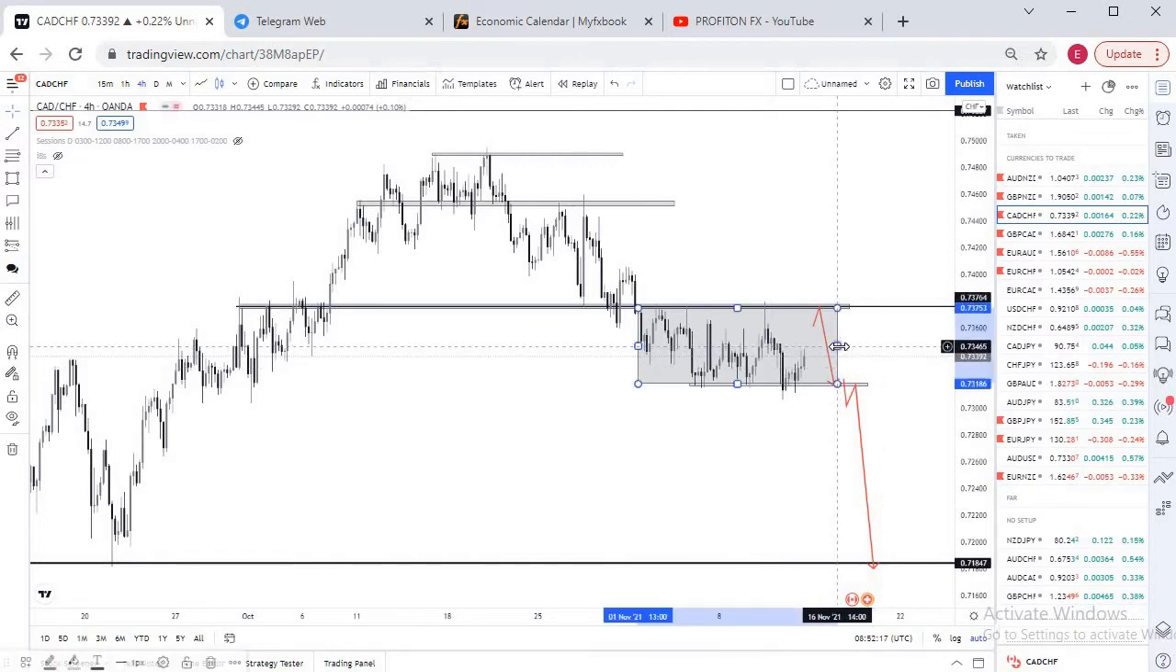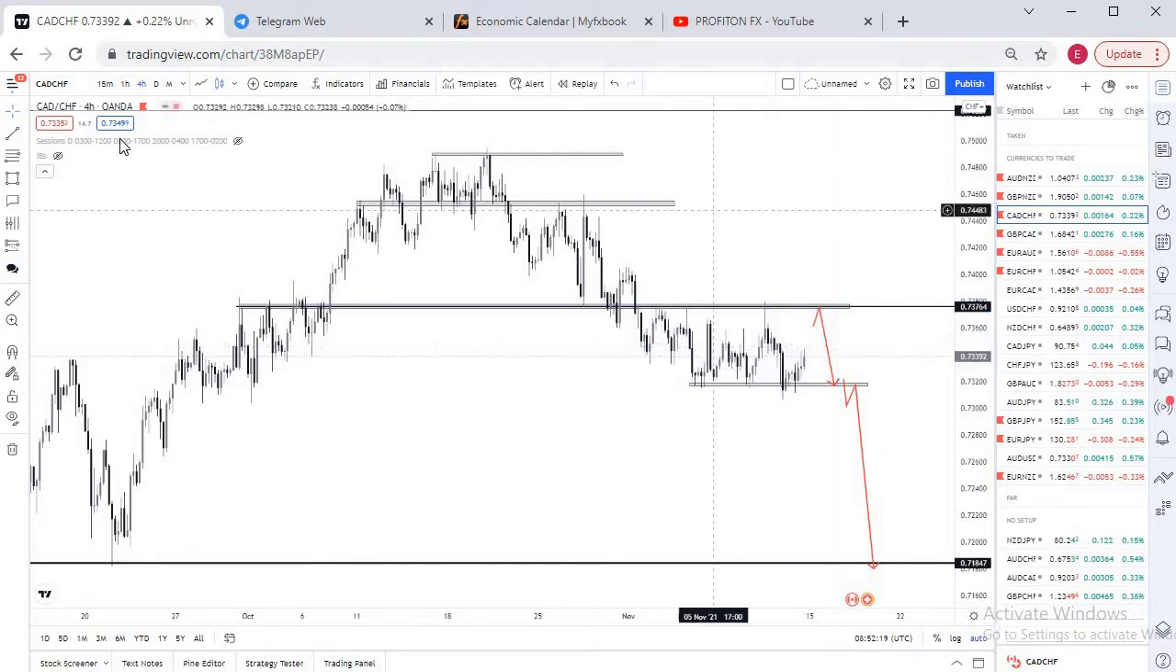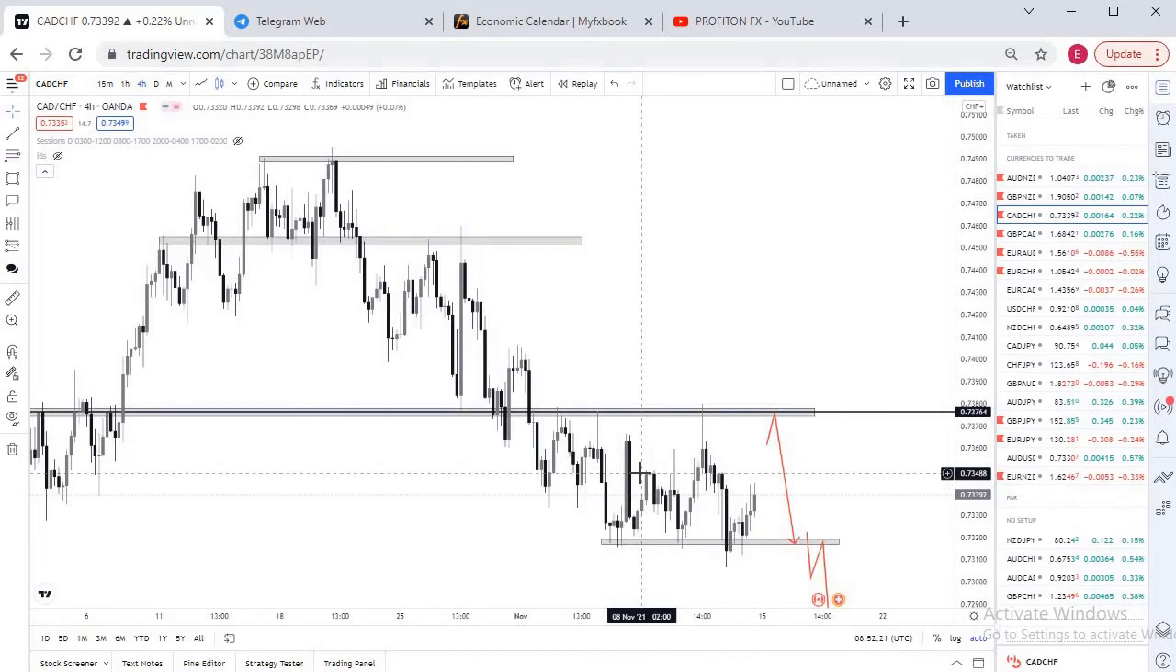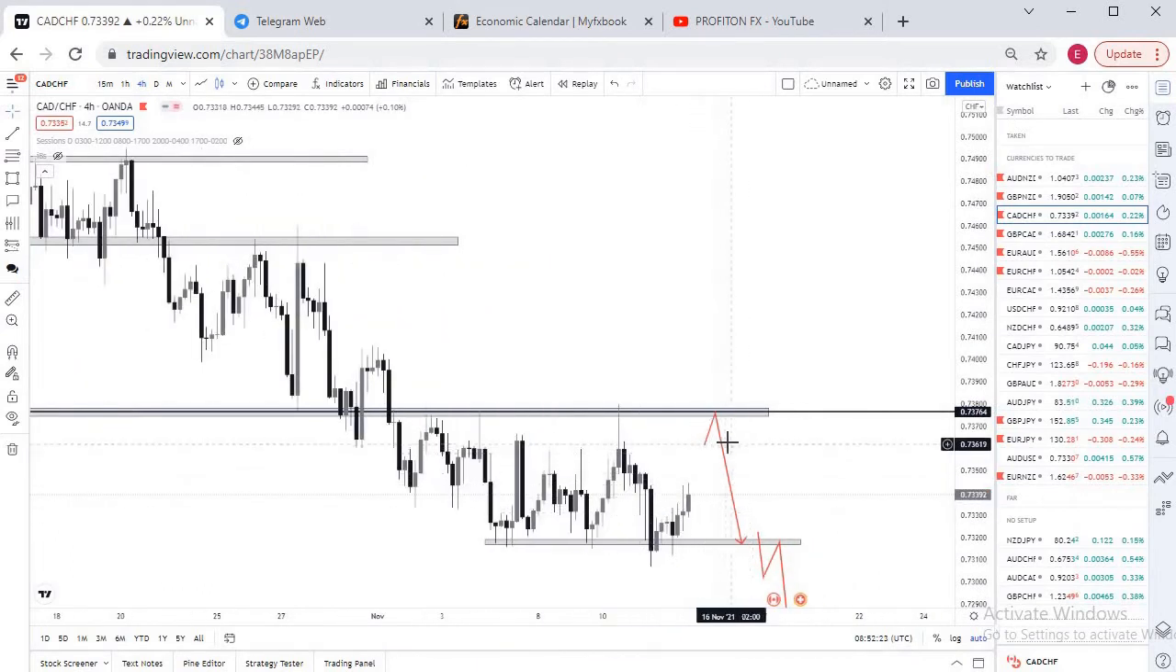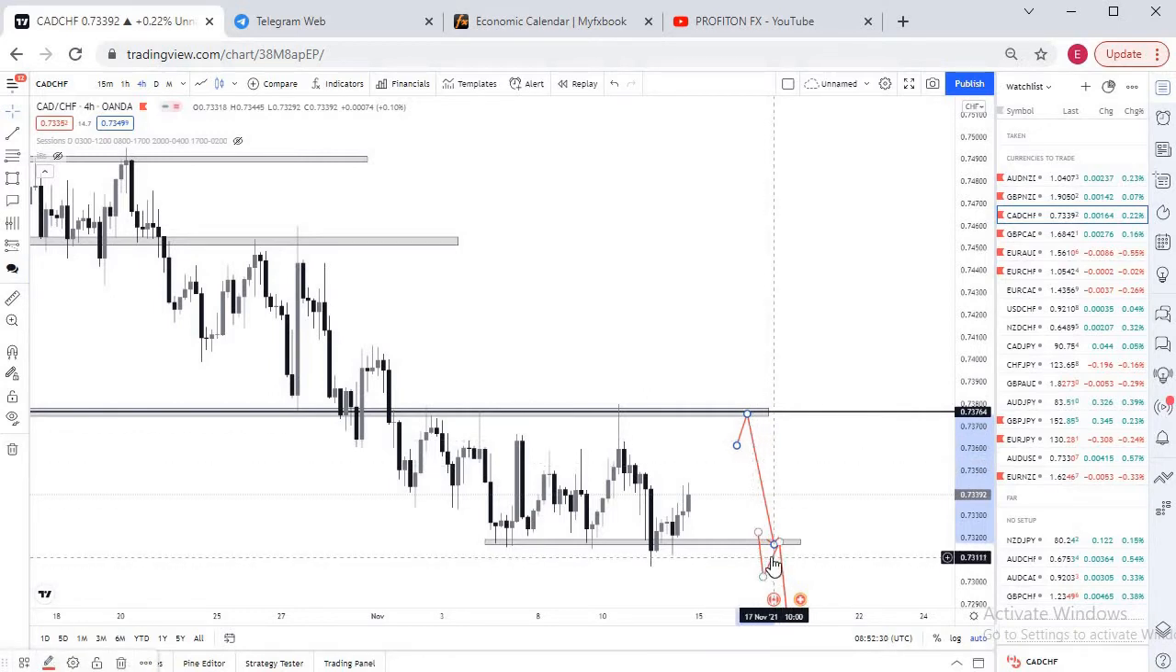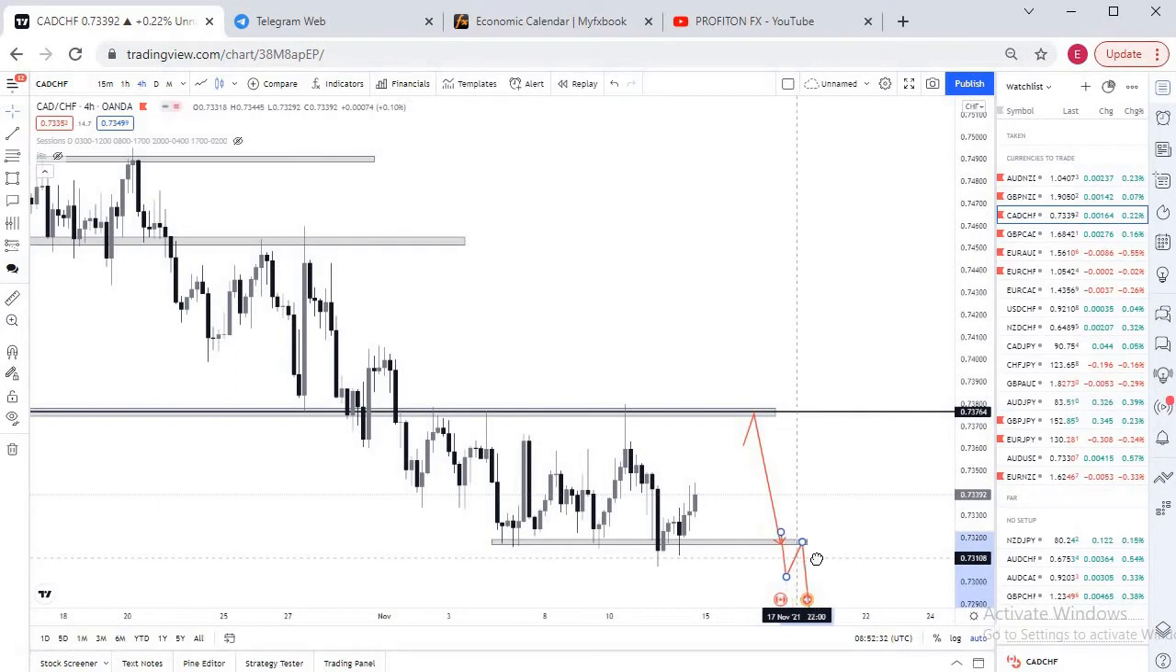So I have two setups here. This is the first setup. I'll be looking for price to come back to this level here. Based on our previous data, we've seen this level has really held very well. We see price is rejecting this level.